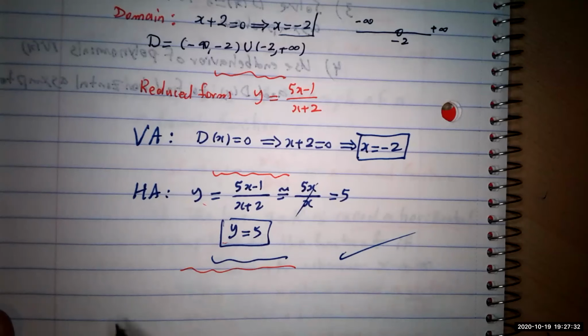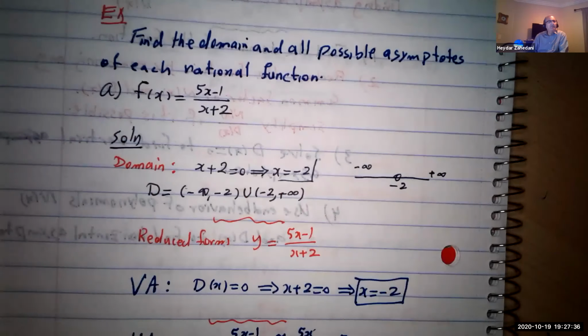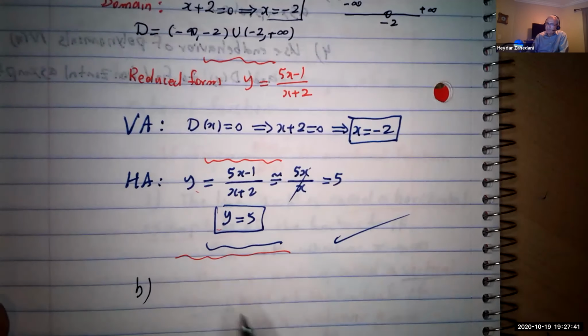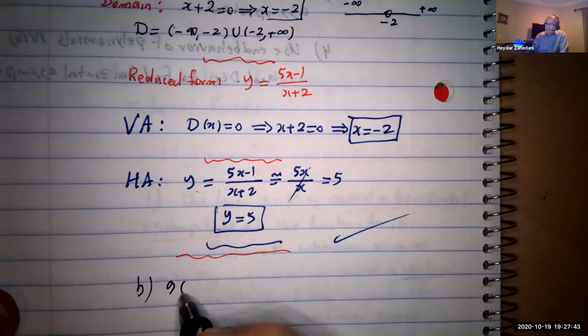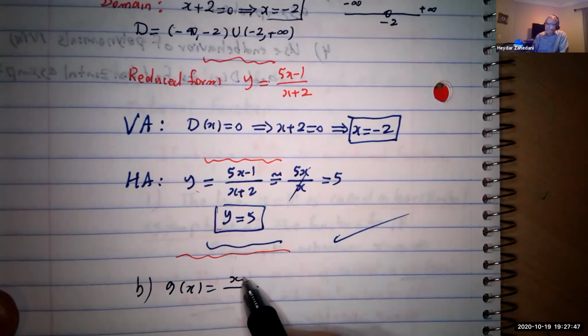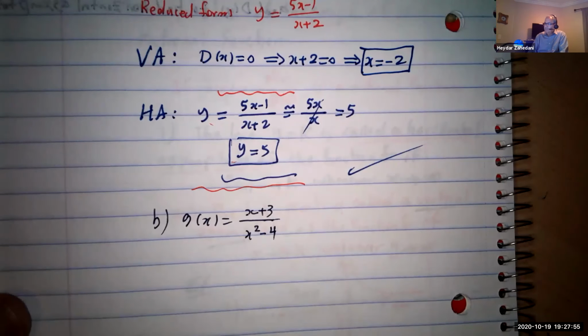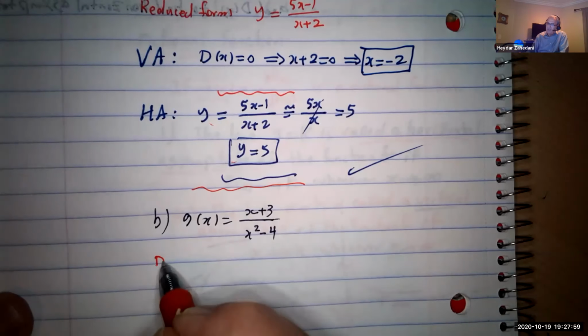Question. Case 2, the degree of one of them is going to be higher. Let's take the bottom to be higher. So this is g of x equal to, the top is going to be x plus 3. The bottom one would be x squared minus 4. Look at this one. Okay, again, domain first.